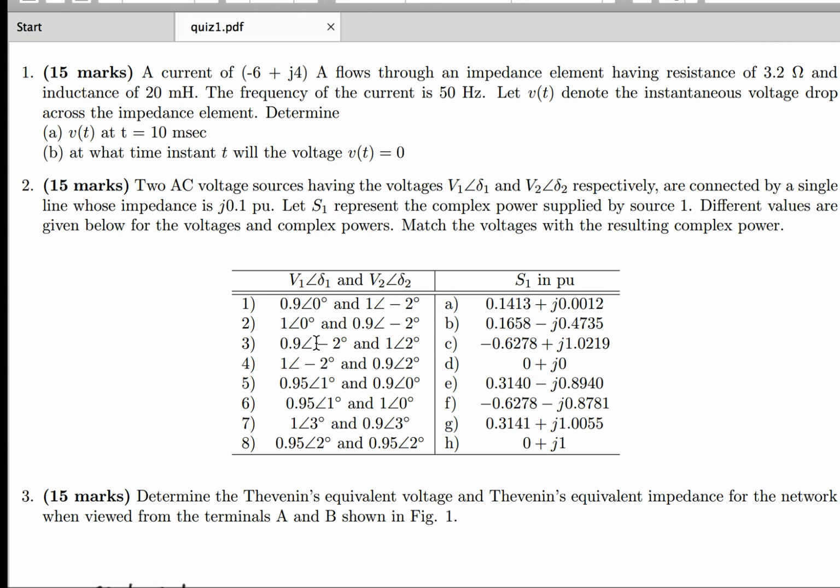So the third one is a 4 degrees difference in the angle, and then this is also there. So the active power will be negative, and reactive power also will be negative, because delta 1 is less than delta 2 and V1 is less than V2. So both will be negative. Out of all this, only F is the choice that is comparing. So 3 should be F, because both active power and reactive power are negative.